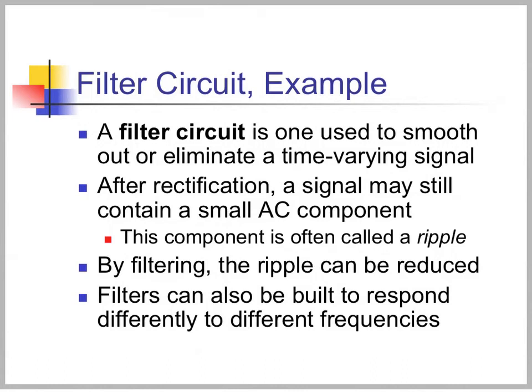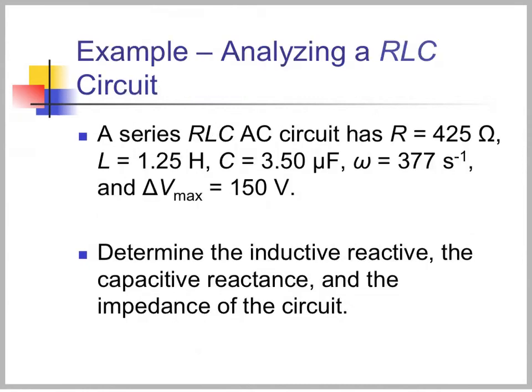Well, let's look at an RLC circuit. An AC circuit has a given resistor, an inductor, and a capacitor. It's driven at the US standard. Omega is 377 radians per second, and ΔVmax is 150 volts. Determine the inductive reactance, the capacitive reactance, and the impedance of the circuit.